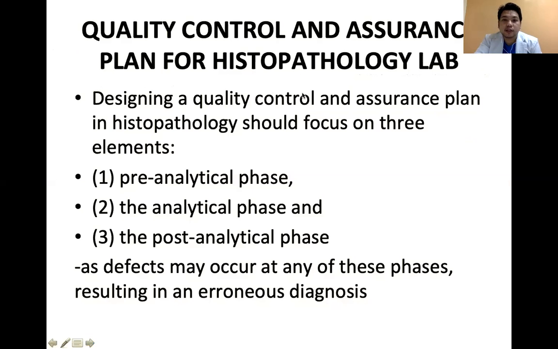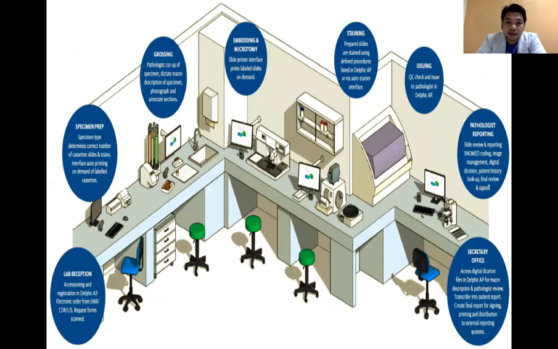Now, these are the quality control assurance plan for histopath lab. For designing quality control assurance plan in histopathology, should focus on three elements here: the pre-analytical phase, like what I've said, the analytical phase, and the post-analytical phase. Okay, so this is the setup of the histopath lab technically. That's the ideal but technical setup of a histopath lab.